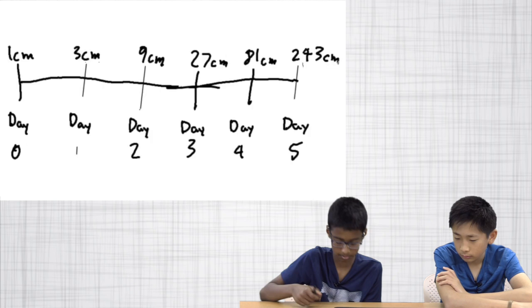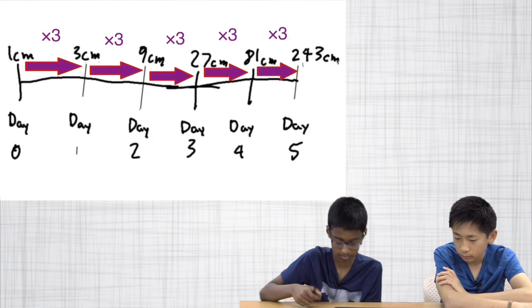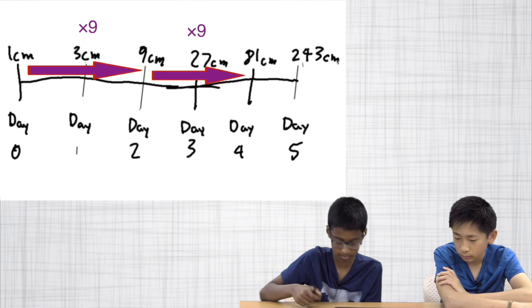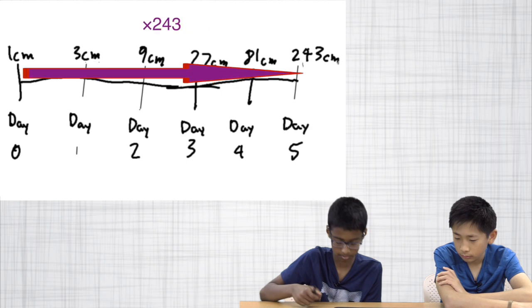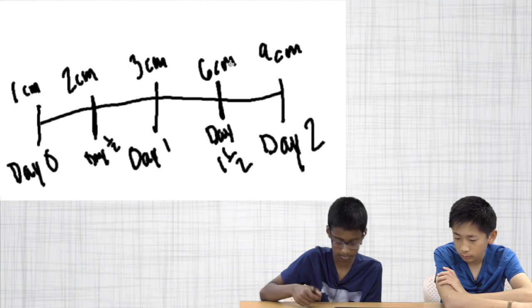For example, they know that over each 1-day period of time, the height increased by a factor of 3. Over each 2-day period of time, the height increased by a factor of 9. And over each 5-day period of time, the height increased by a factor of 243. If Jack's conjecture that the height on day 1/2 was 2 centimeters was true, then the beanstalk's height would not have increased by the same factor over each 1/2 day.